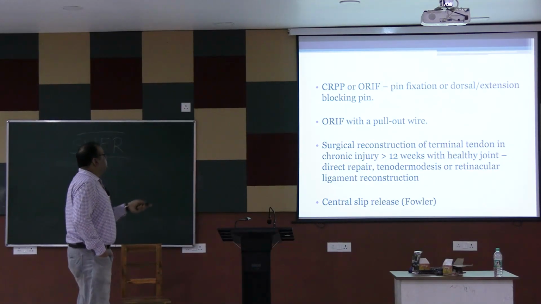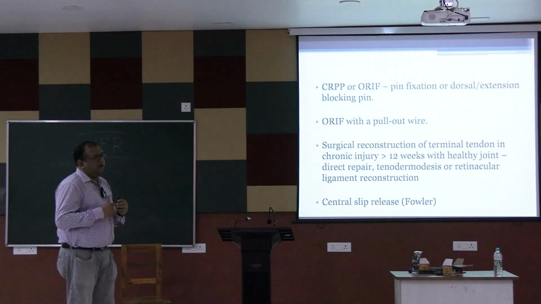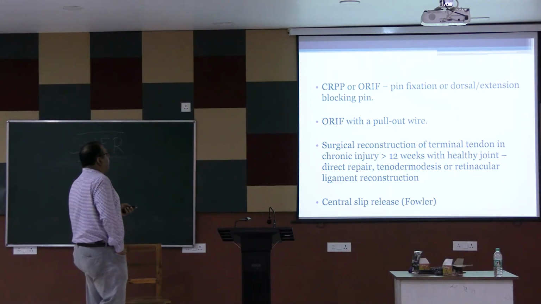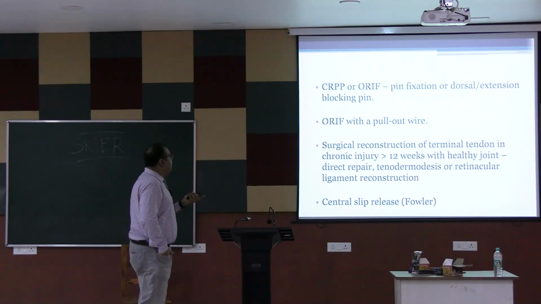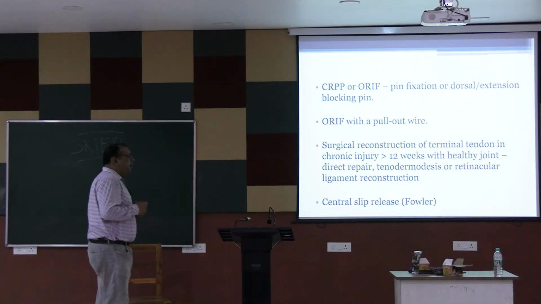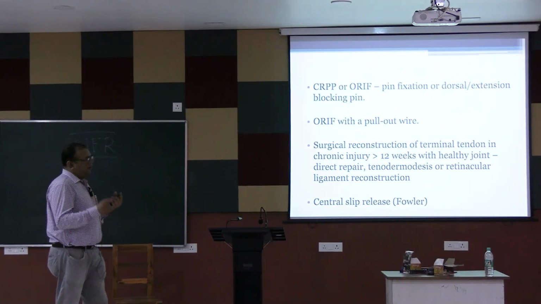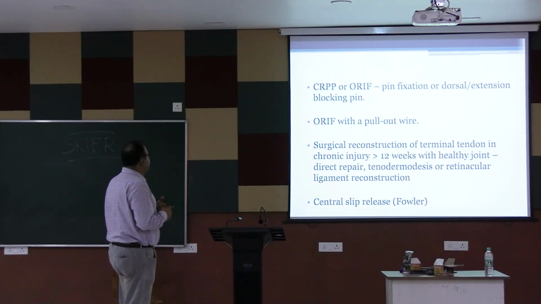CRPP, right? Closed reduction, you reduce it under X-ray vision, and then you put a K-wire through it. Pin fixation is basically K-wire fixation. You may have to open the joint if it doesn't reduce by closed reduction. You need to open the joint.